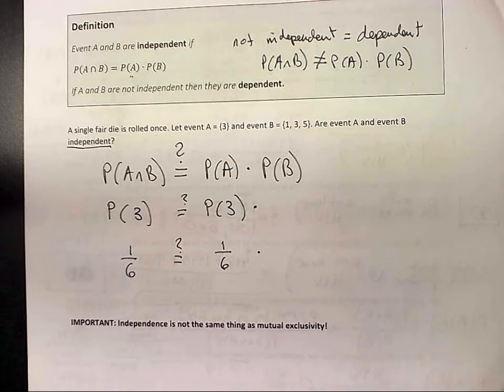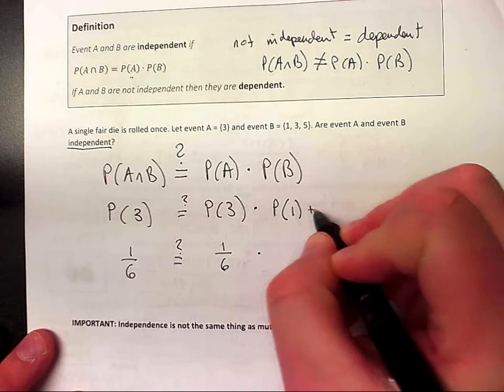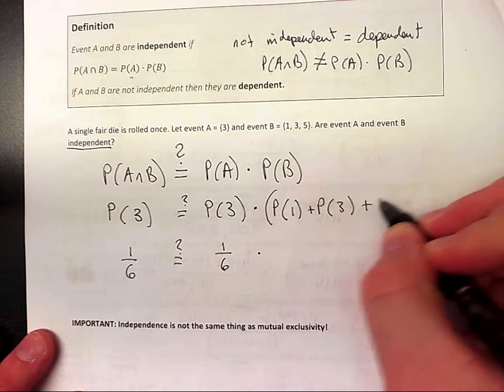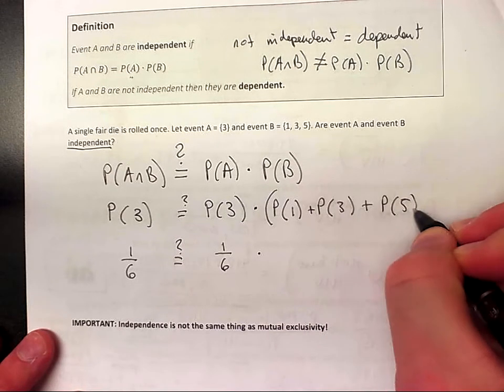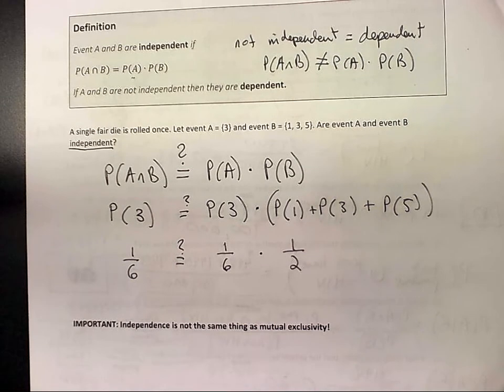What's the probability of B? Good, so that's the same thing as the probability of 1 plus the probability, right? I'm going to put parentheses around this, plus the probability of 3 plus the probability of 5, which I think everybody will agree then the probability of rolling an odd number on a fair die is just 1/2.